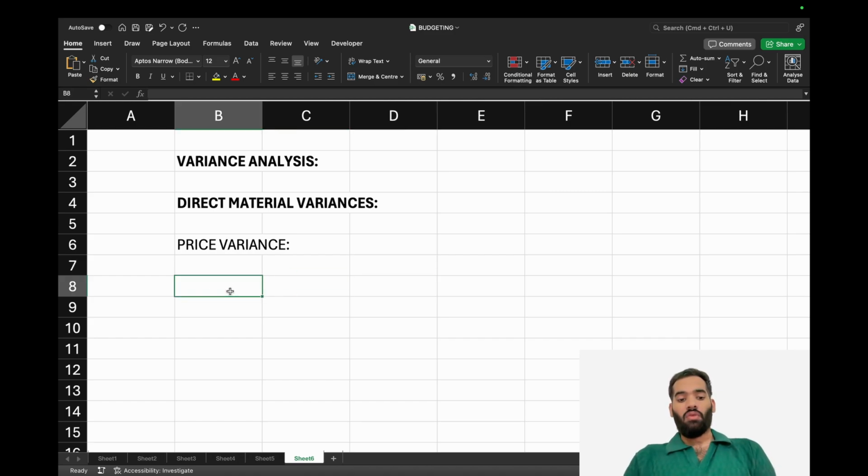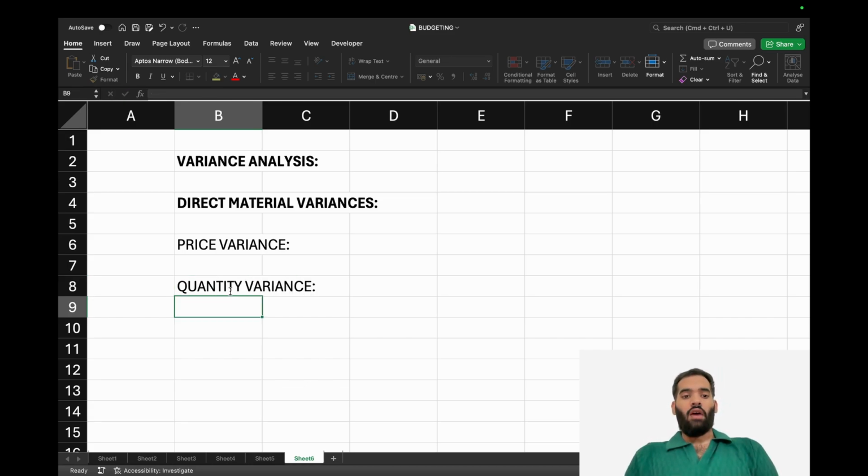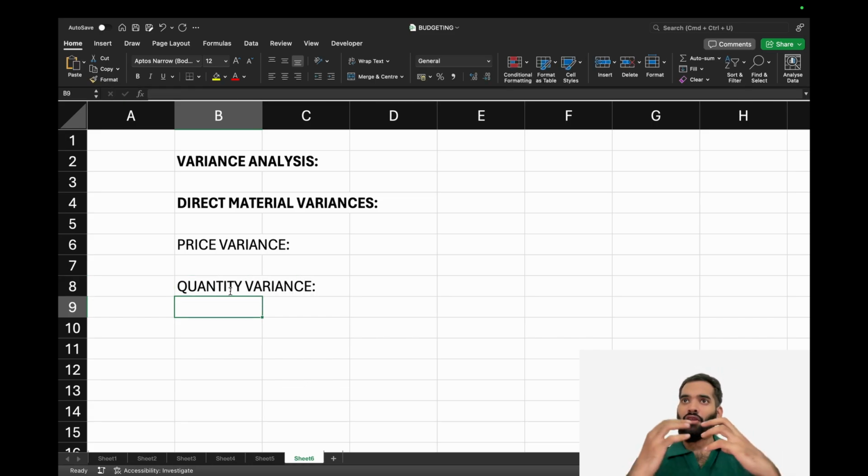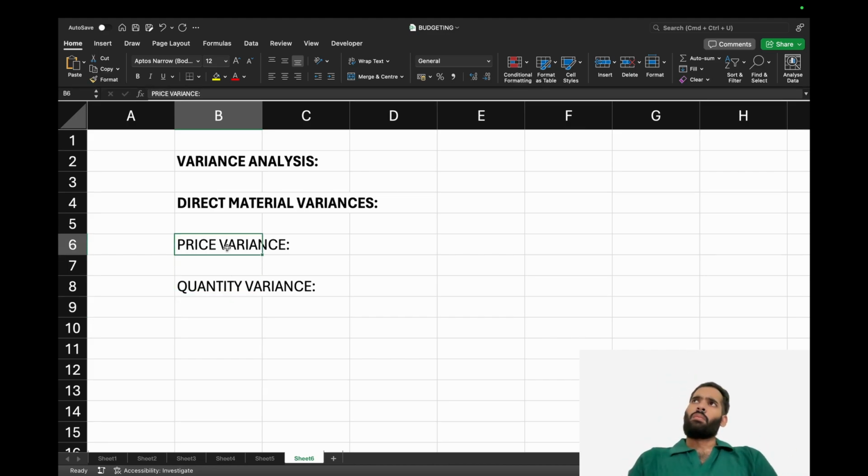And then the second reason can be quantity variance. Now, when we're talking about quantity variance, it refers to how much material we actually used. So you might have used more material than we should have. That will also cause a variance in our direct materials data. So now we have to think about it. Okay, price variance. I might have paid more or less than I should have.